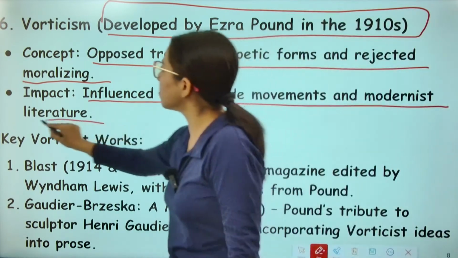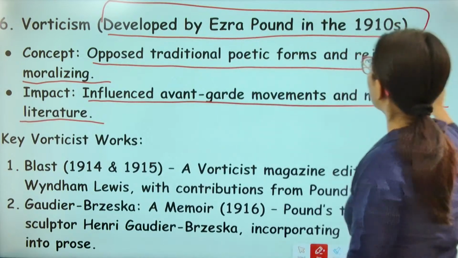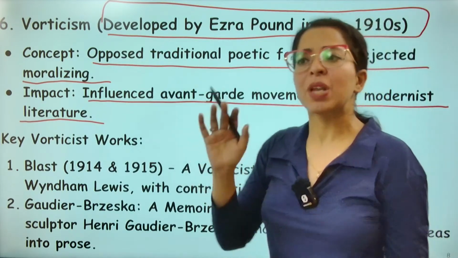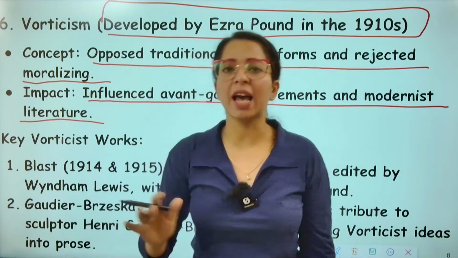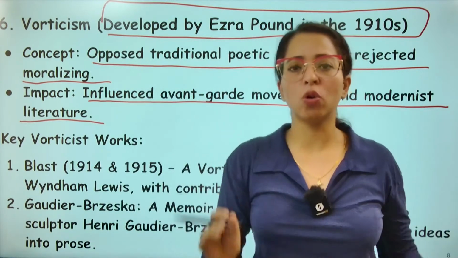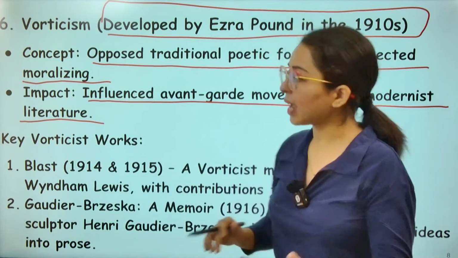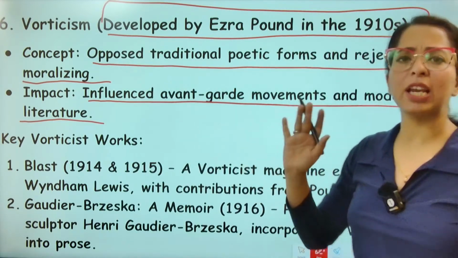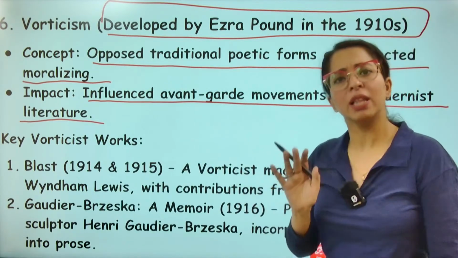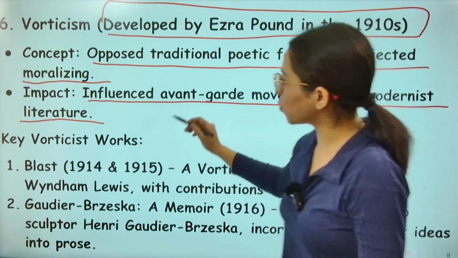Okay, so Vorticism was opposed traditional poetic forms and rejected moralizing. Traditional poetic forms were long lines, verbose lines, so much of ornate language. इन्होंने बोला कम lines में लिखो, economical words में लिखो, and he said that please make sure that it does not need to be moralistic. Moralistic ना भी हो तभी भी चलेगा. So key Vorticist works कौन से थे?